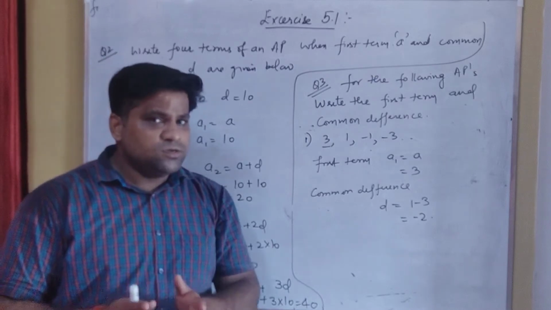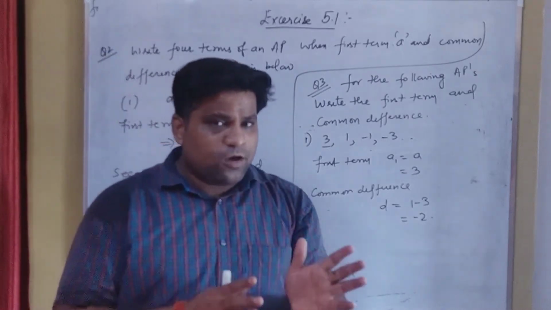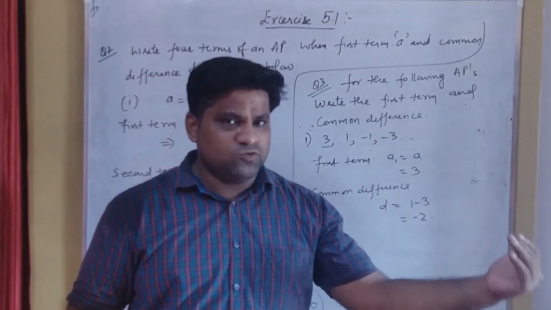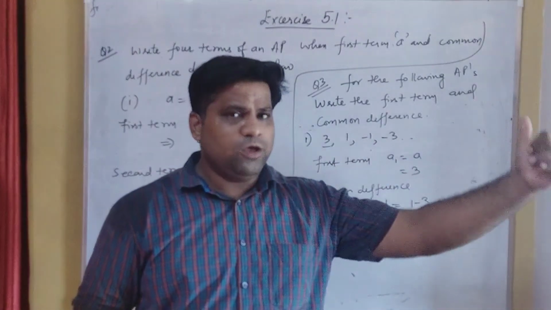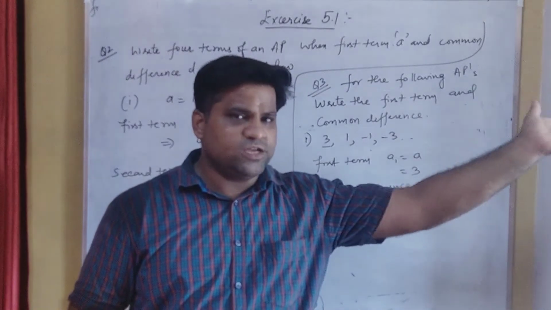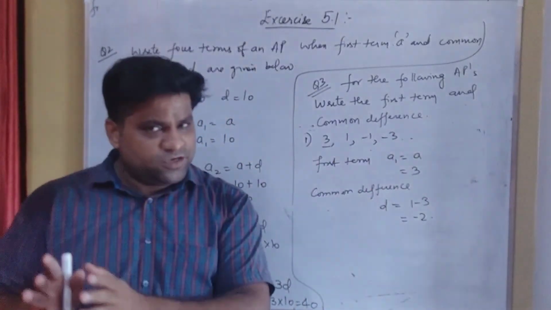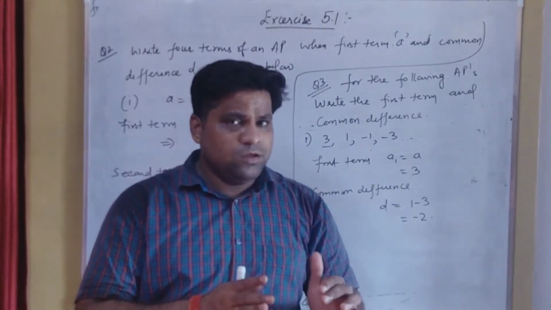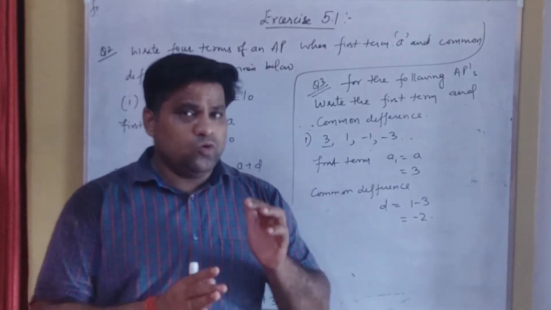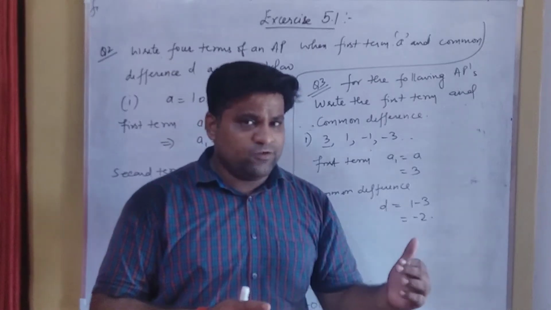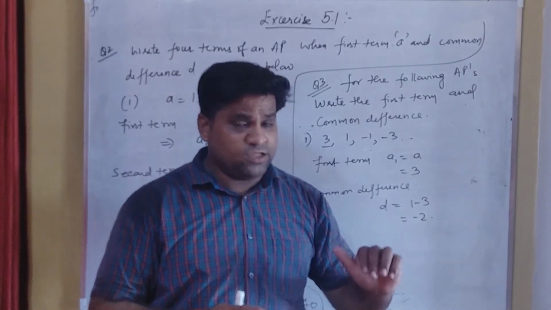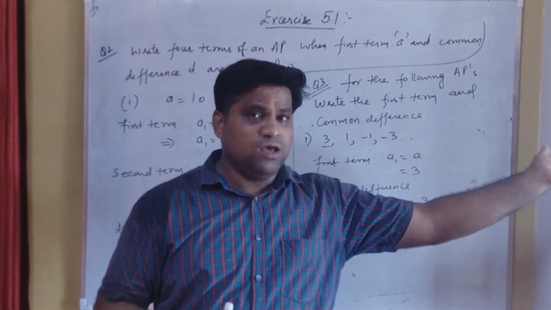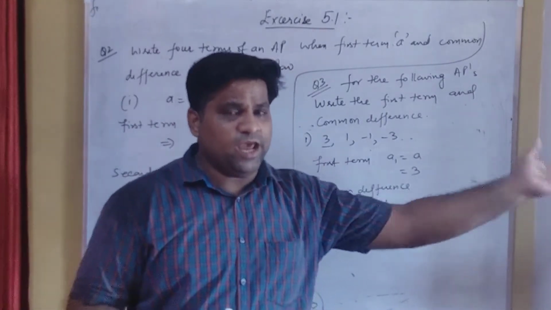We know that an AP is written in the form of a plus d, a plus 2d, a plus 3d up to a plus (n minus 1) into d, which is the nth term. Here a is the first term, a plus d is the second term, which is denoted as a2. Here a plus 2d is the third term, denoted as a3, and the nth term, a plus (n minus 1) into d, is denoted as an.